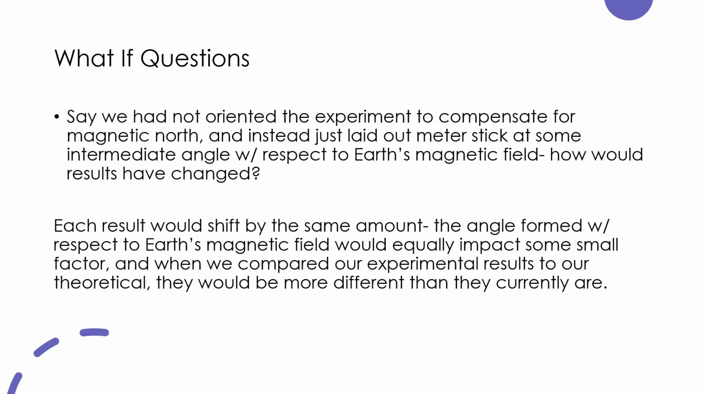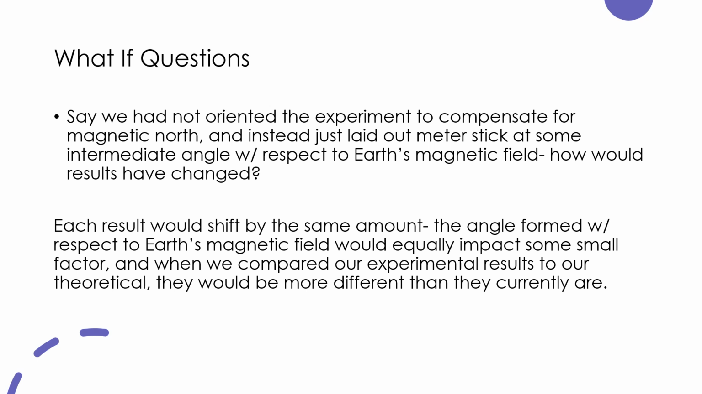Say we had not oriented the experiment to compensate for magnetic north, and instead just laid out the meter stick at some intermediate angle with respect to Earth's magnetic field. How would the results have changed? Each result would shift by the exact same amount, as the angle formed with respect to Earth's magnetic field would equally impact each result by some small factor, and when we compare our experimental results to our theoretical, they will be more different than they currently are.